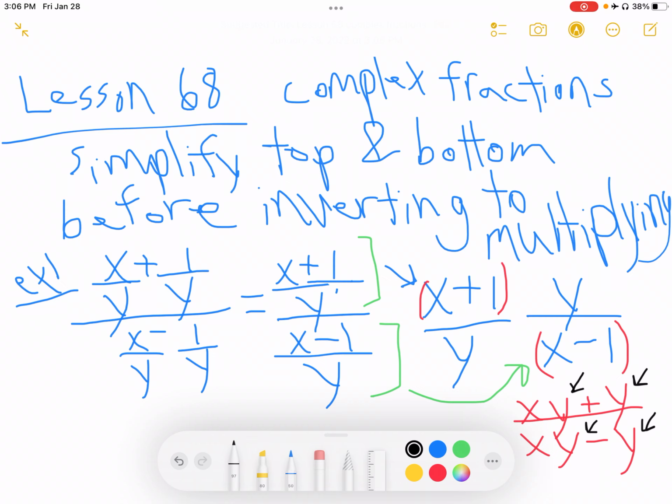So in fractions, look over here to the bottom left. If I had 4 over 4, then we'd say that's 1, right? These cancel. The same thing is true here: if you have y over y, then these cross out as well, and you get 1.